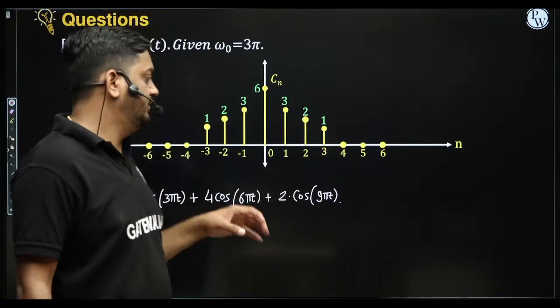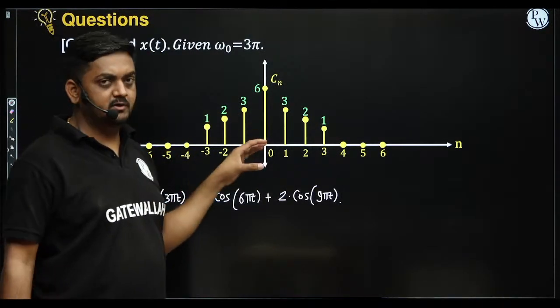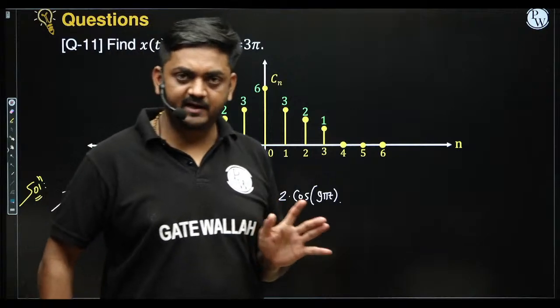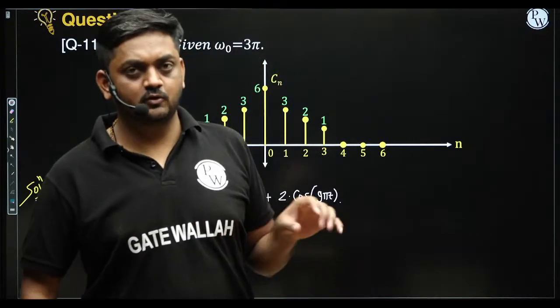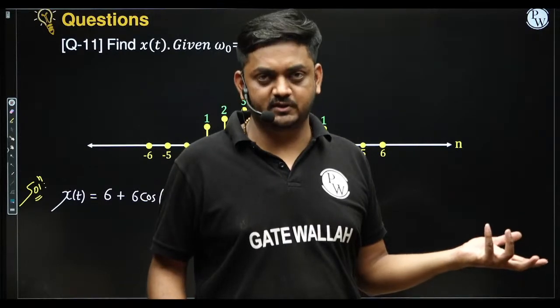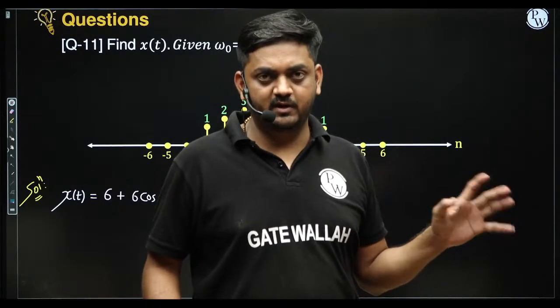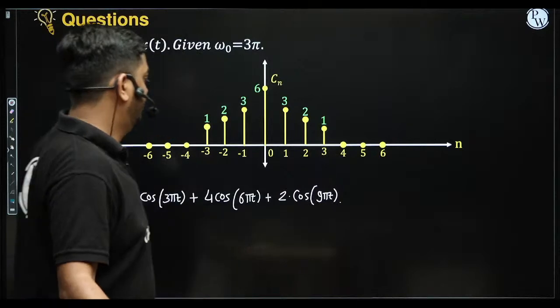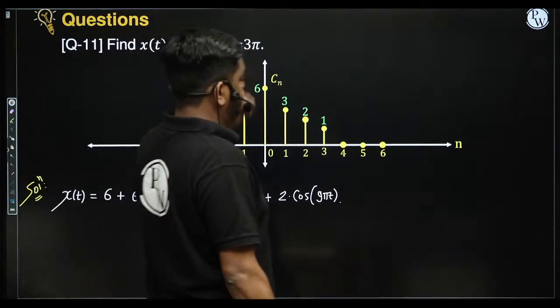Suppose, see, you can see here all the samples are even, so only the cosine term will come. Fine, only the cosine term will come. So if in any option the sine term is present, then simply you can eliminate that option. Are you getting what I'm saying, guys? Fine. Okay, very good. So this is question number 11.